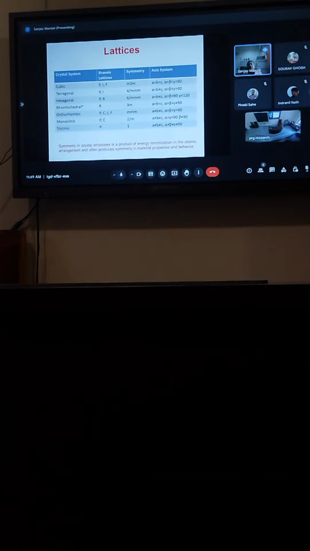For example, when I have a, b, c all equal, and alpha, beta, gamma all 90 degrees, that is a cubic system, and there are Bravais lattices which I will tell you in a minute. Then tetragonal means I now lose 1 degree of freedom. That means a and b are equal, but not equal to c. If I go further, alpha, beta, gamma are all 90 for tetragonal, but in the hexagonal I can make gamma 120. Rhombohedral is typical of that hexagonal, but it is not 120.